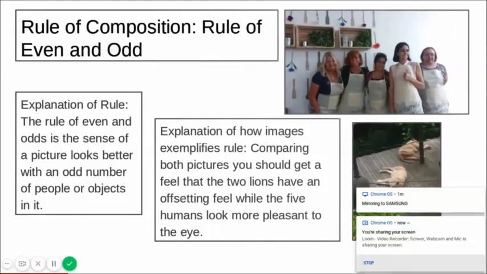I have the rule of evens and odds. The rule of evens and odds is that the picture looks better with odd numbers of people or objects in it. Comparing both pictures, you should get a feel that the two lions have an offsetting feel while the five humans look more pleasant to the eye.